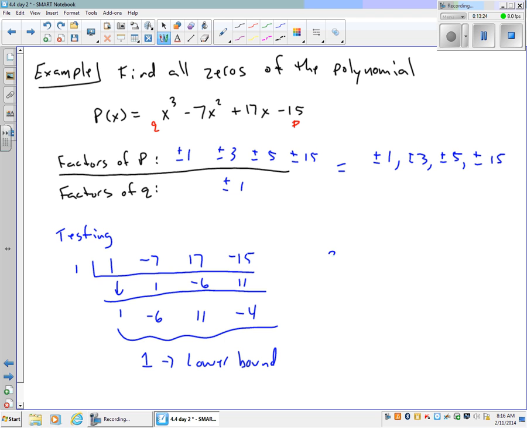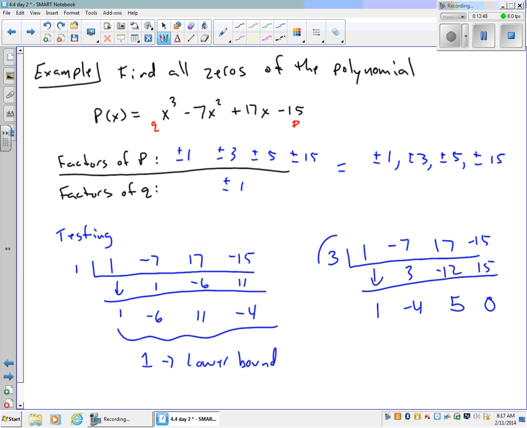So now let's test another number. Let's try 3. And we're going to have our coefficients, 1, negative 7, 17, and negative 15. So we bring down the 1, and we're going to get 3. We add down, we get negative 4. We multiply, we get negative 12. Add, we get 5. Here we get 15. When we add, we get 0. So we get 0. And so then that's one of our zeros.